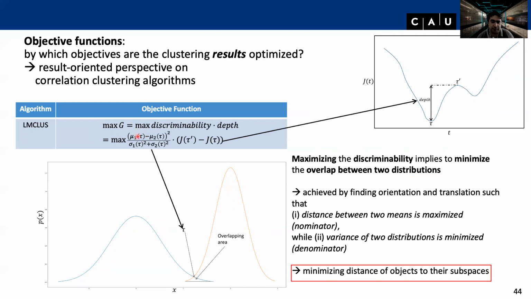By increasing the numerator and decreasing the denominator, we get a maximization of discriminability, making those two not overlap much. And at the same time, we have this term, this J of tau prime minus J tau. This is actually where you say you want to have the minimization of distances of objects to the subspaces. So this is what we have here.